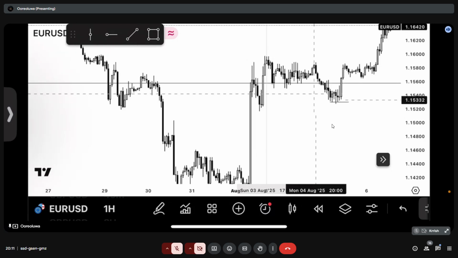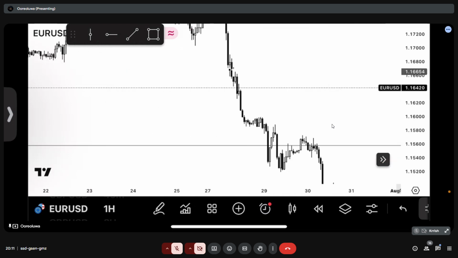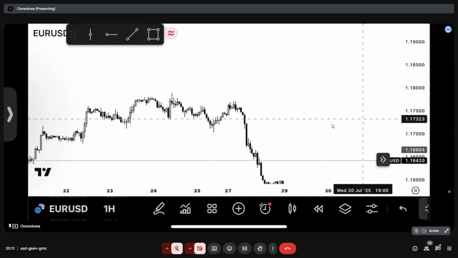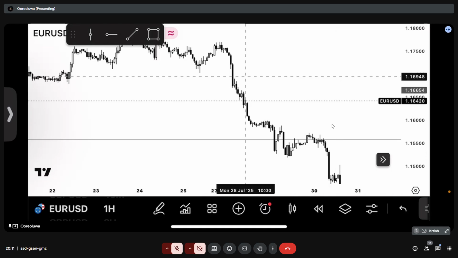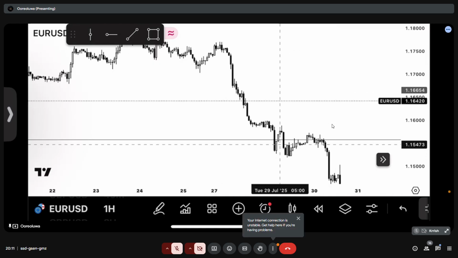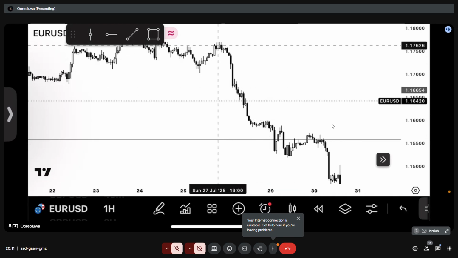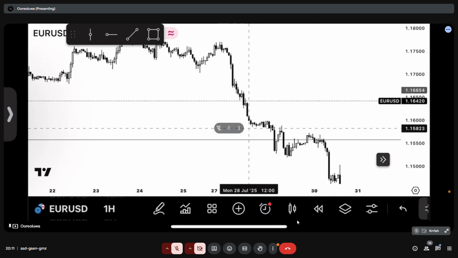If there was no range on, let me say, Monday, let me give an example. This is Monday. You can see Monday will just rally down, boom, right? So Monday formed the high of the week because there was no range.